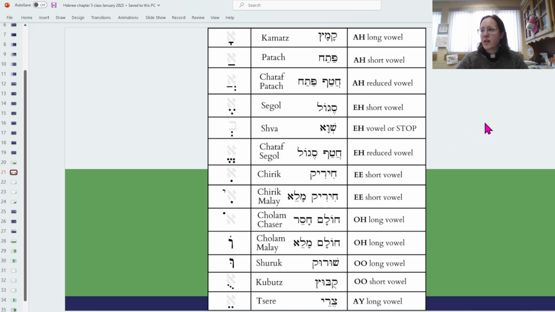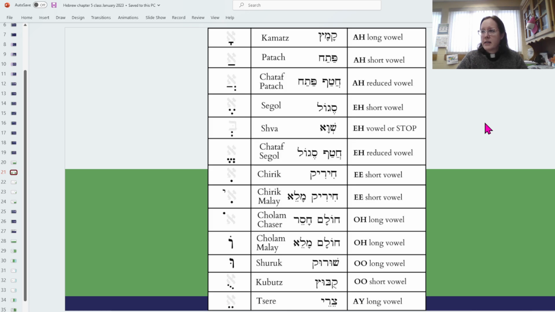The next ones are an eh sound. The three-dot triangle is a segol. The two dots is a shva. And then we also have the chataf segol, which is like half a segol, the three dots with a shva. And all those are pronounced eh.